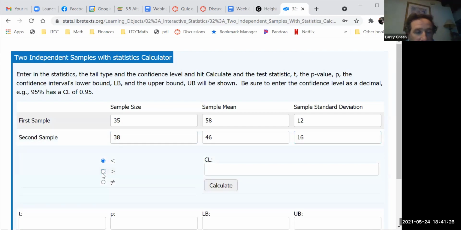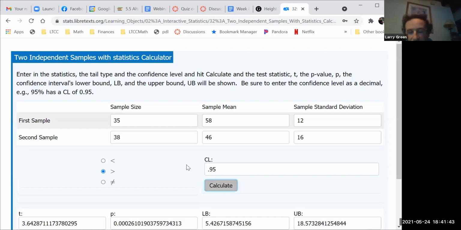We think the women are greater than the men in number of minutes they spend. So greater than. Confidence level, let's let be 0.95. Any questions on that? And I hit calculate. Any questions so far?